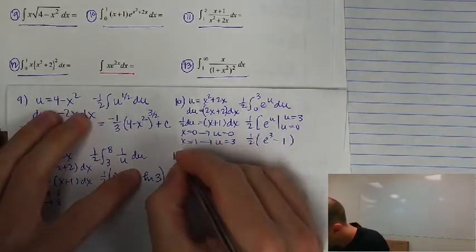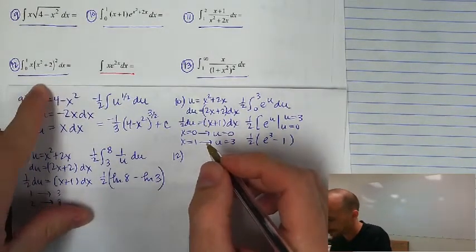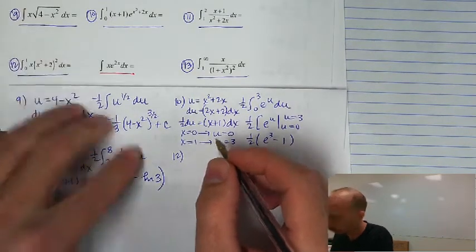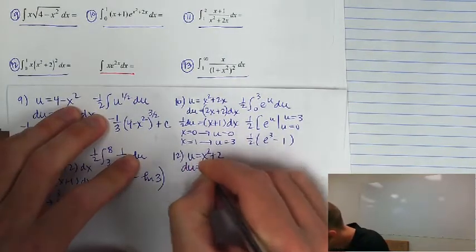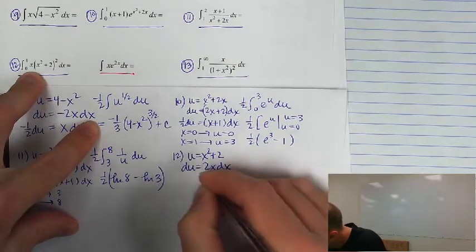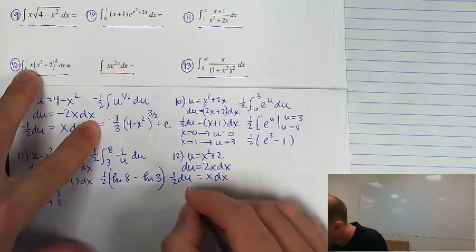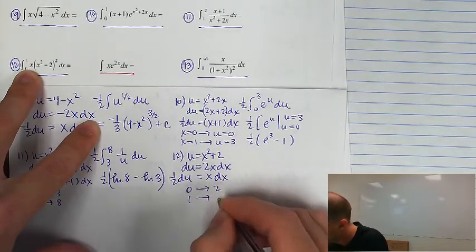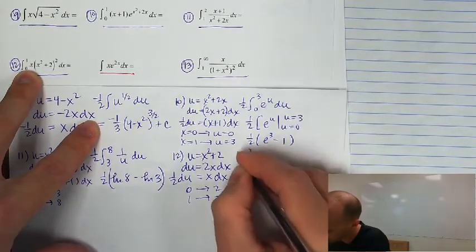So, number 12, I think I'm going to do this two ways. I'm going to let u equal x squared plus 2, so that du is 2x dx. All I have is x dx, so that's half of du. And I need to go from 0 to 1, so u is x squared plus 2, and now I'm integrating from 2 to 3.